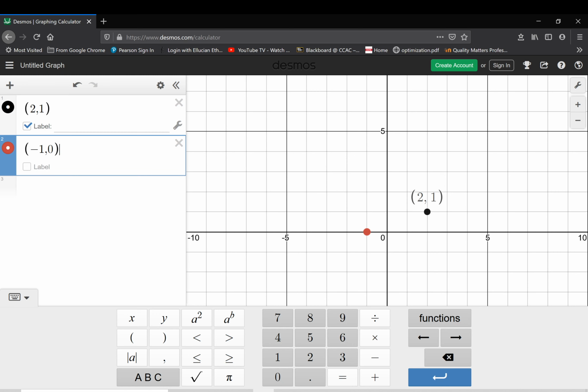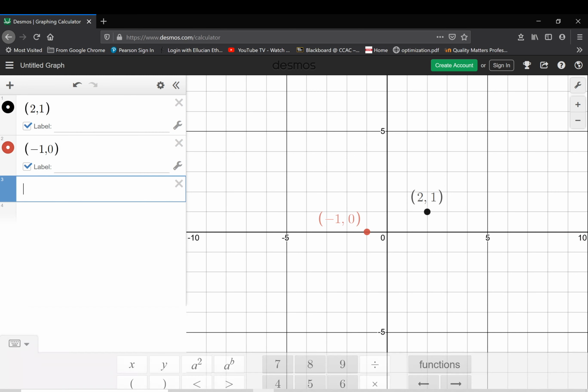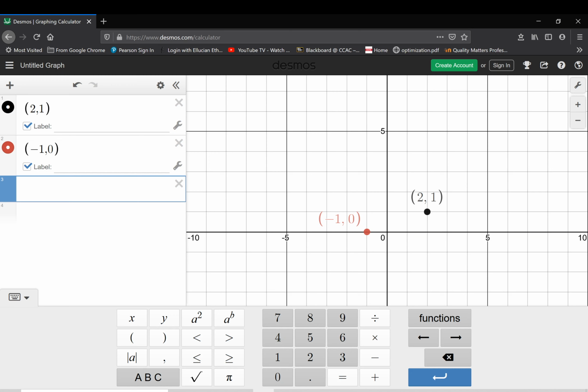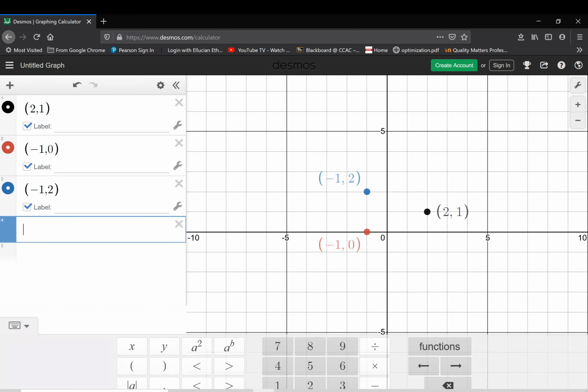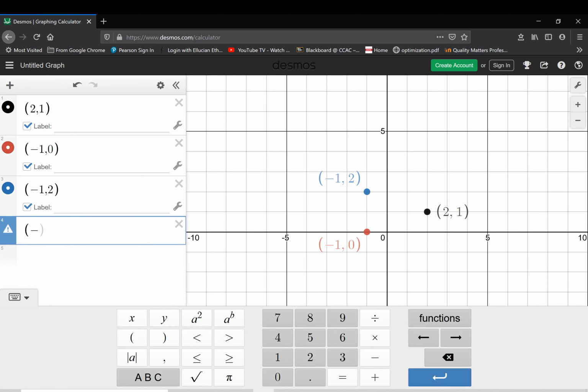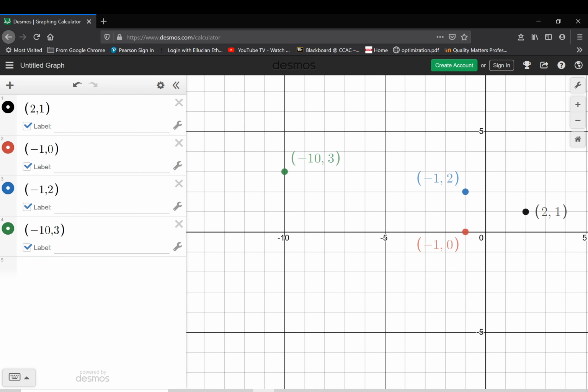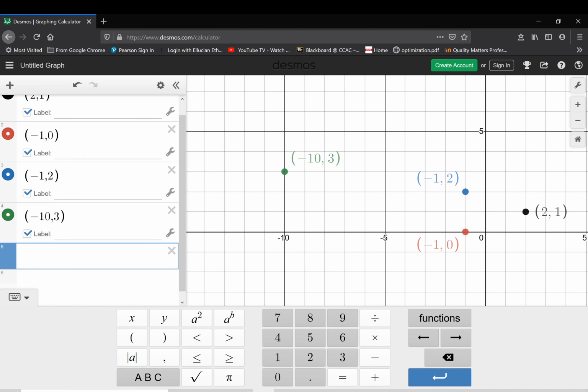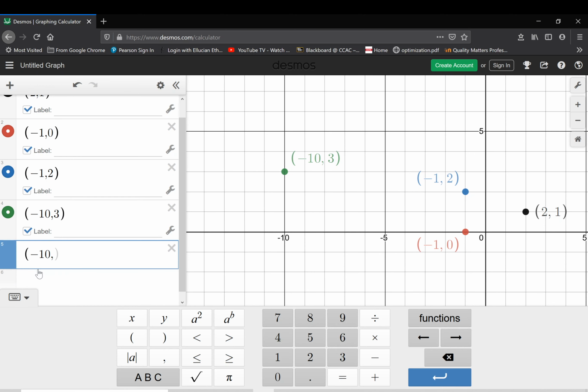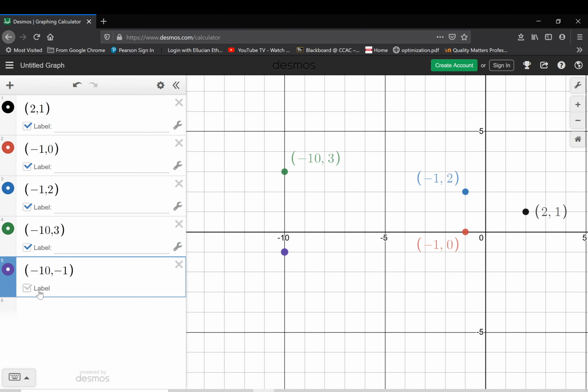-1, 0. Label. Don't worry about the color of the point because once we graph it, it'll all change to the same color, which is really nice. So then we have -1, what is it, 2? Perfect. Label it. Then we have -10, 3. All right, let's label it. And we'll move this over here a little bit. There we go. And then we have -10, -1. Label it. All right, so here's all of the points.